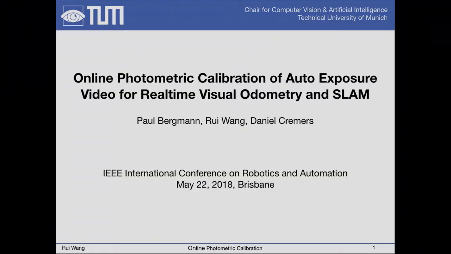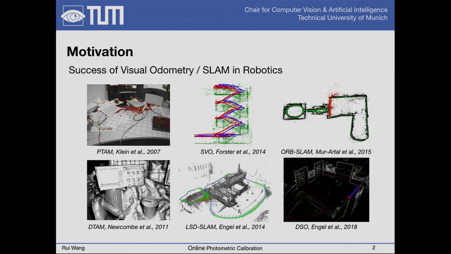Today, I'm going to introduce you our recent work on online photometric calibration, which is a joint work with my student, Paul Bergmann, and my PhD supervisor, Daniel Cremers. So the basic idea is we propose a pipeline to recover the camera response function, the vignetting, and the exposure times in an online fashion, enabling plug-and-play photometric calibration.